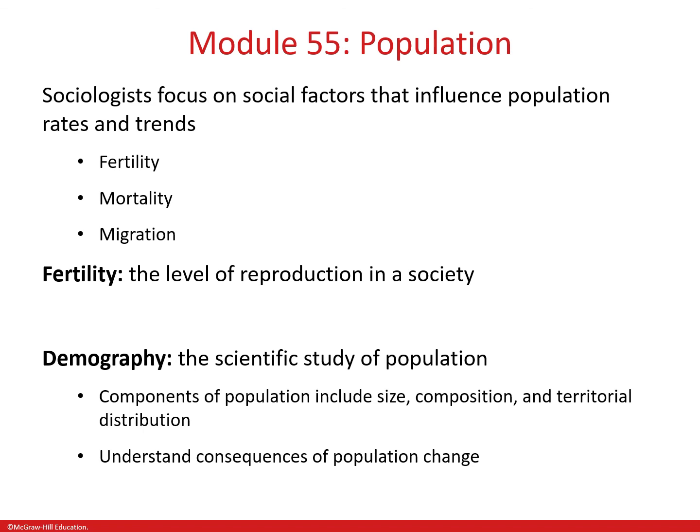Also, within this chapter and this discussion, you want to consider population, because sociologists focus on the social factors that influence population rates and trends. These are some things sociologists would look at: trends in fertility, trends in mortality, and even migration, people who move into an area. Fertility is defined as the level of reproduction in a society. Mortality, to remind you, is the death rate per number of population.